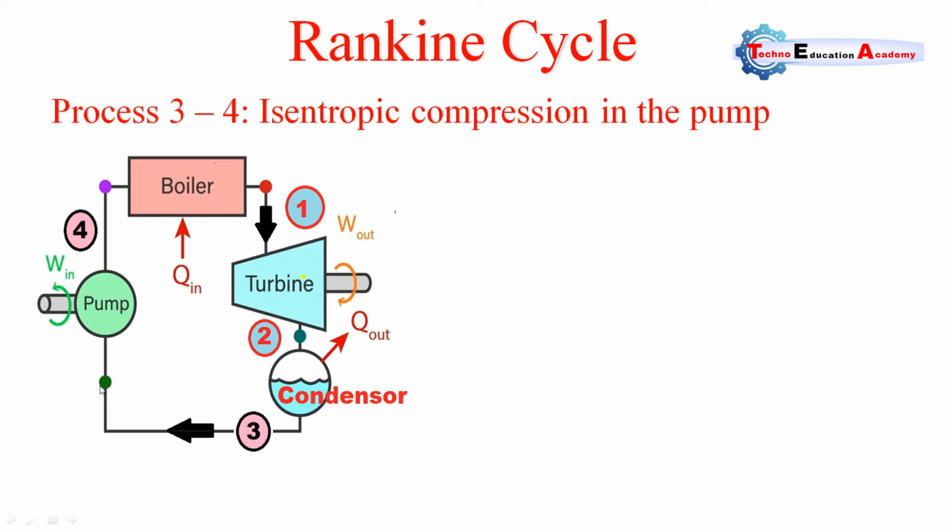Similarly, process 3 to 4 occurs in a pump, and the pump is used to convey the condensate from the condenser outlet, or we can say from the hot well, to the boiler. As we have discussed, in a condenser the latent heat is transferred. So whenever we supply the hot condensate to the boiler, it will reduce the fuel supply in the boiler.